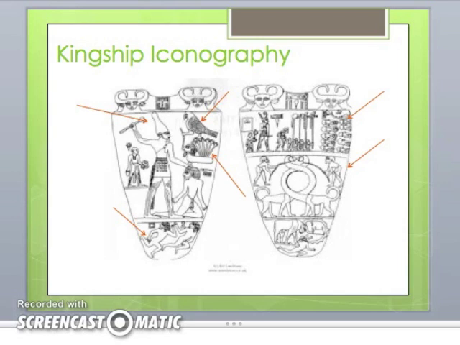So on the right side at the top there's a bunch of dead enemies. On the bottom of the left side there's a dead enemy. In the middle where Narmer is standing, he's actually actively smiting an enemy. So this smiting of enemies is also very important. We also have the iconography of the taming of animals.